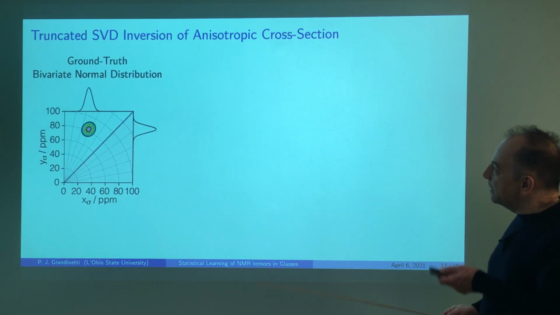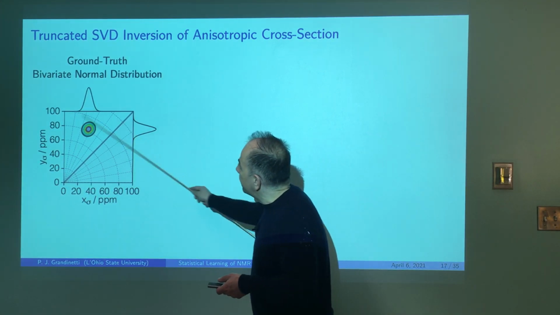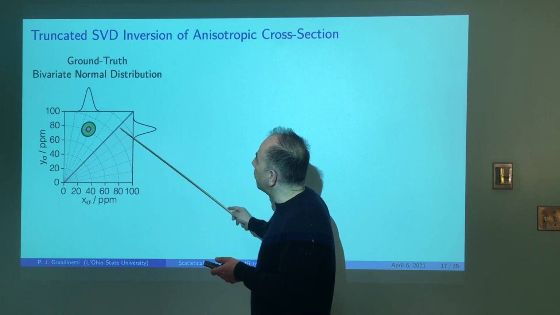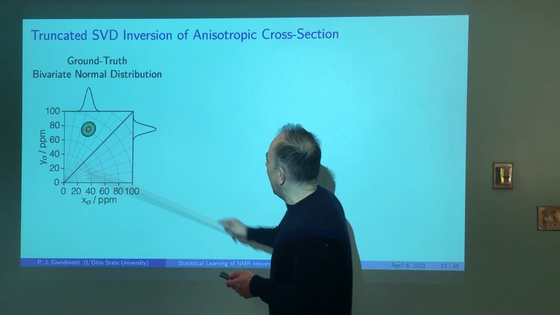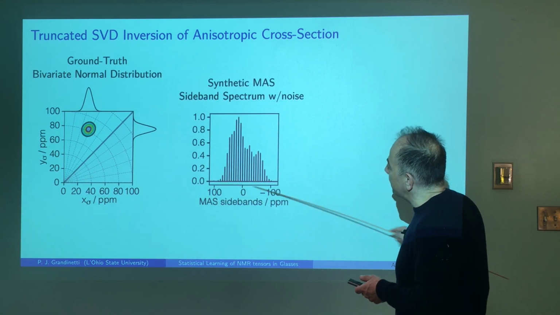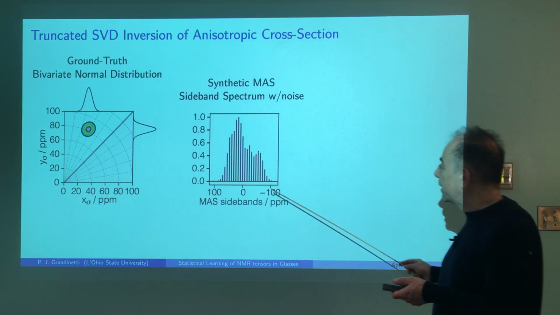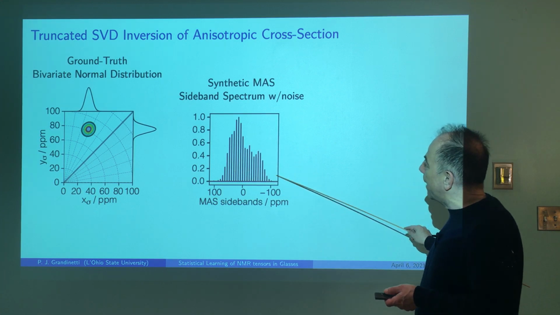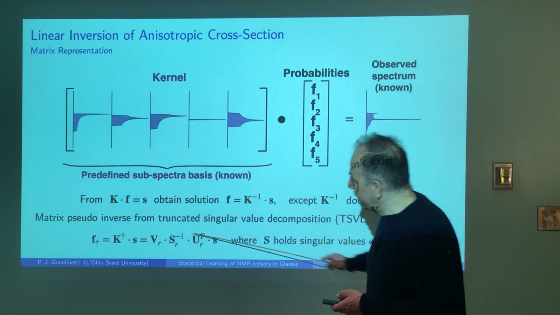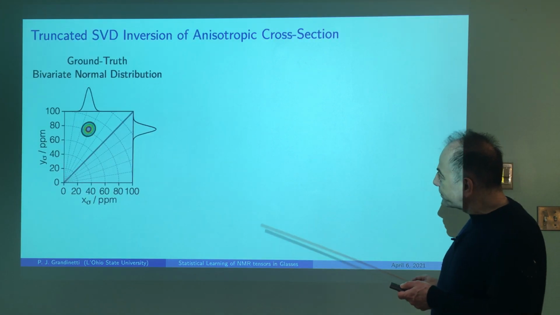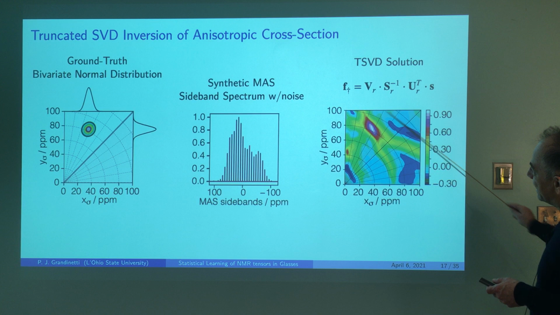Now, that is an approach that's been known for decades. If I take, for example, what I call a model here, a bivariate normal distribution, which we'll call the ground truth distribution, and we predict a spectrum. So this is an MAS spectrum here. We can do this with sidebands or off angle, it doesn't really matter. In this case, we're predicting an MAS spectrum, and we add some noise to it. We're going to try to use this spectrum and that pseudo-inverse to turn this back into that distribution. And of course, the result of that is this here.